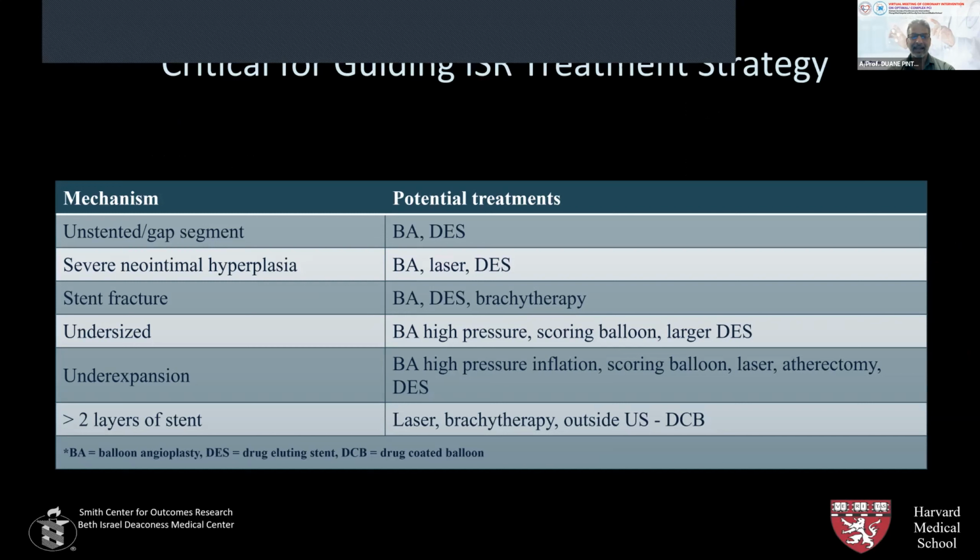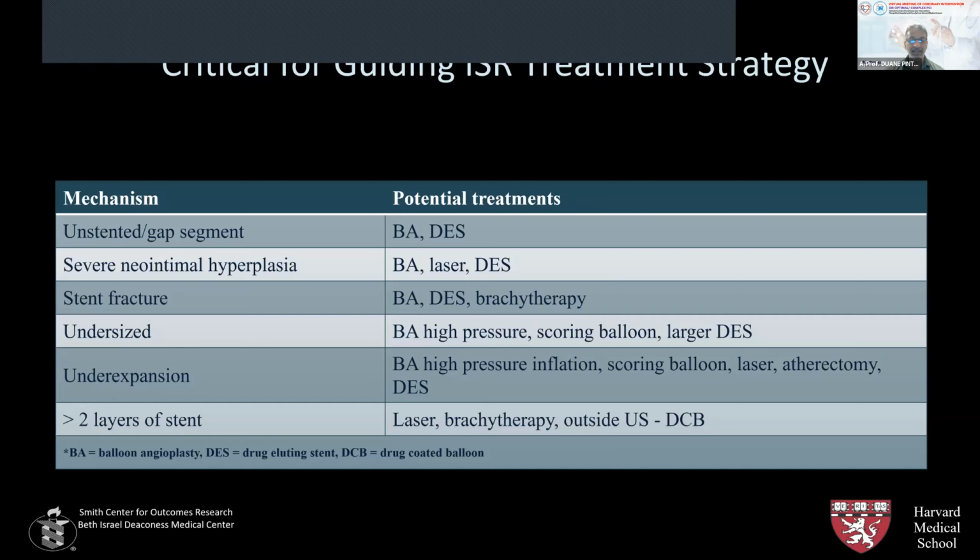If there's an unstented gap or an area of geographic miss, then balloon angioplasty and stenting are options. If it's neointimal hyperplasia, then we need to deal with that, and angioplasty, laser atherectomy, or DES. Stent fracture, repeat stenting. An undersized stent needs to be sized appropriately, and we need to expand that stent.